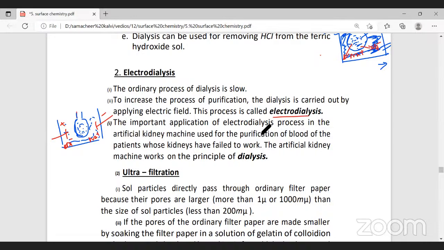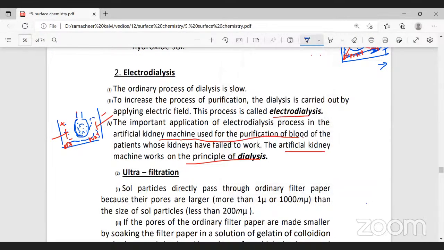The important application of the electrodialysis process is in the artificial kidney machine, used for purification of blood of patients whose kidneys have failed to work. The artificial kidney machine works on the principle of dialysis. So this is the principle on which kidney machines work, for people who are suffering from kidney diseases.